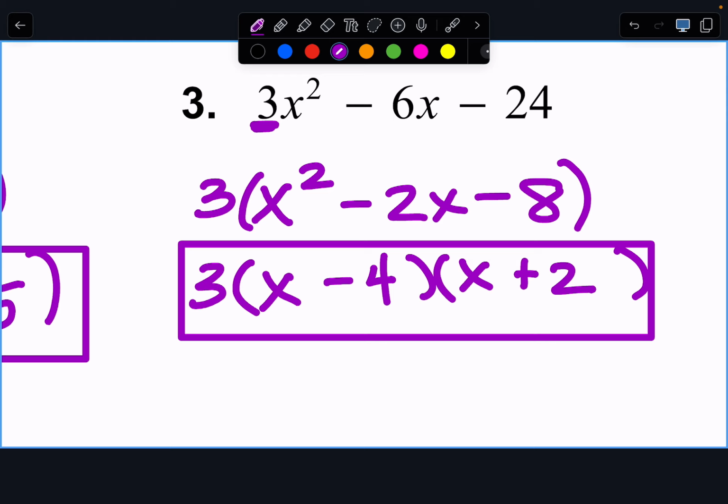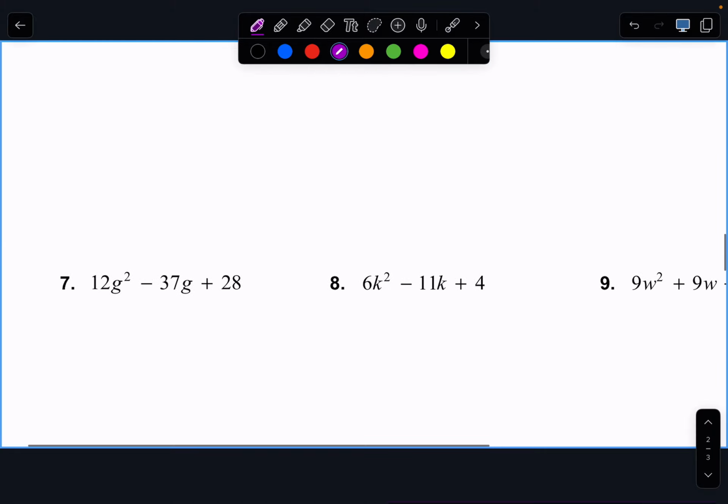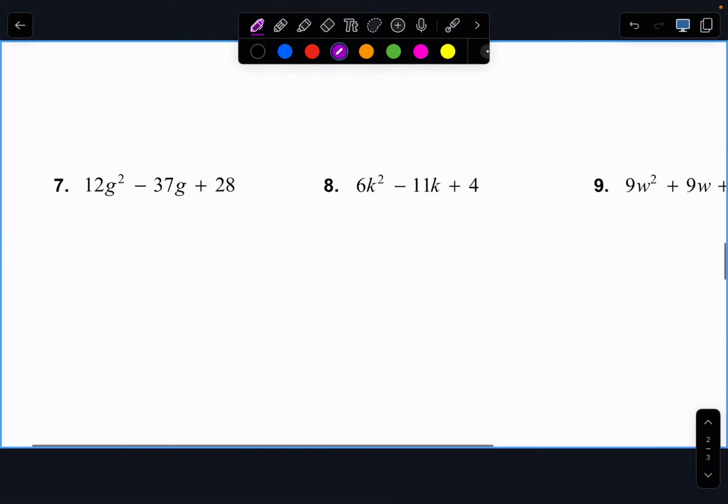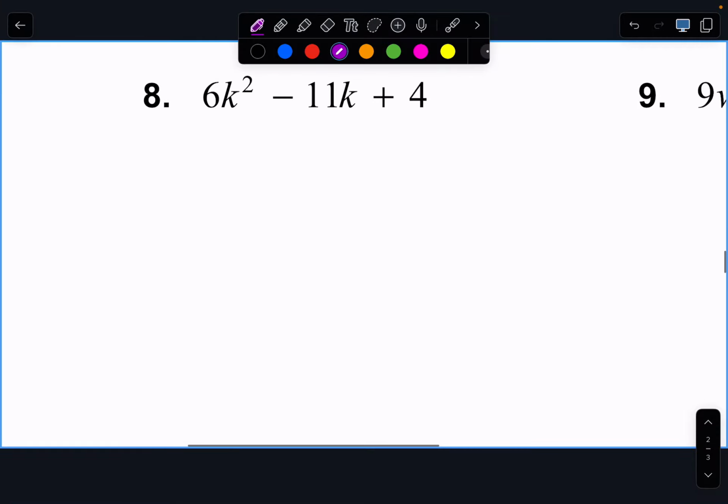Okay, now we could do these all day. These are not the ones I'm worried about. But you have to look for the GCF first, otherwise you're creating more work for yourself, because sometimes there's not a GCF.